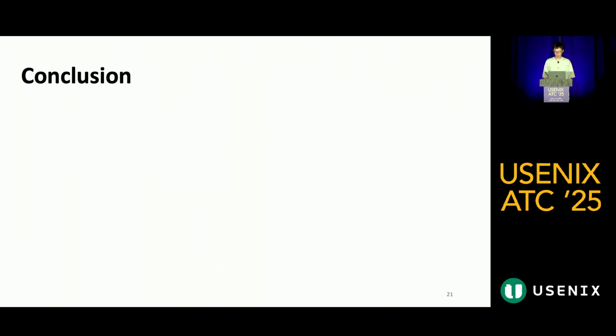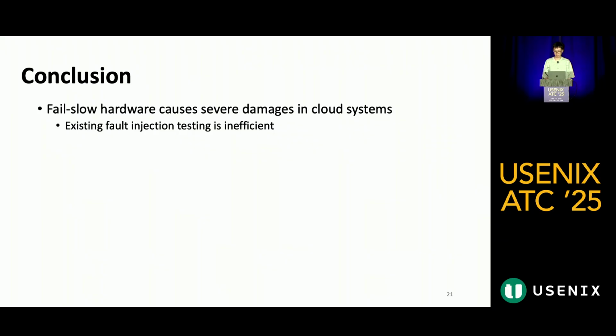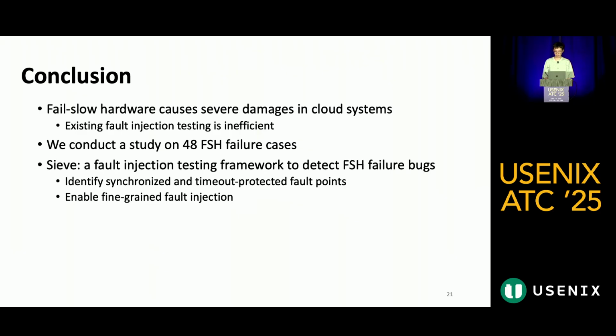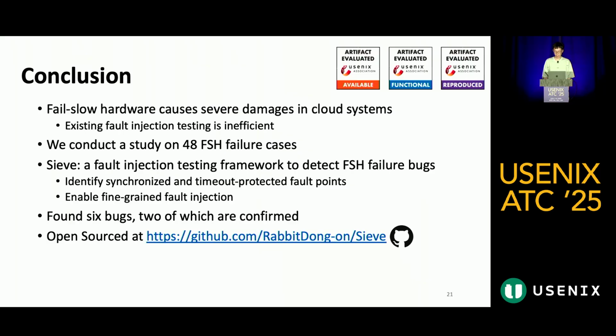In conclusion, fail-slow hardware causes severe damage in cloud systems. Moreover, existing fault injection testing is inefficient. To identify how fail-slow hardware affects cloud systems, we conducted a study on 48 FS failure cases. Based on our bug study, we propose Sieve for fault injection testing to detect failures, and Sieve detects 6 bugs, 2 of which are confirmed. Our bug study and Sieve are open sourced on GitHub.